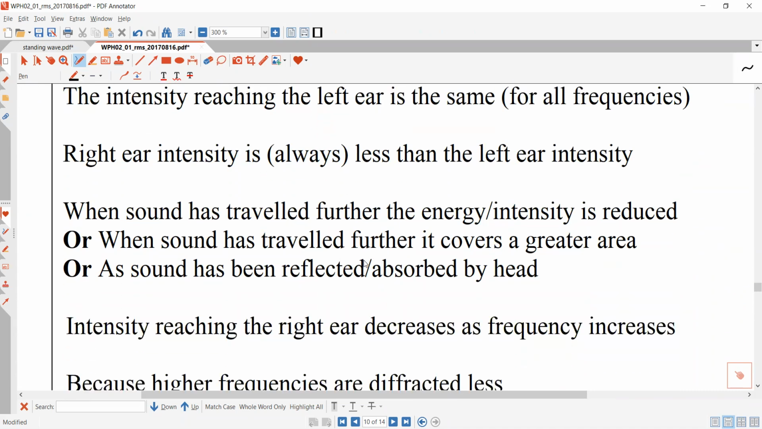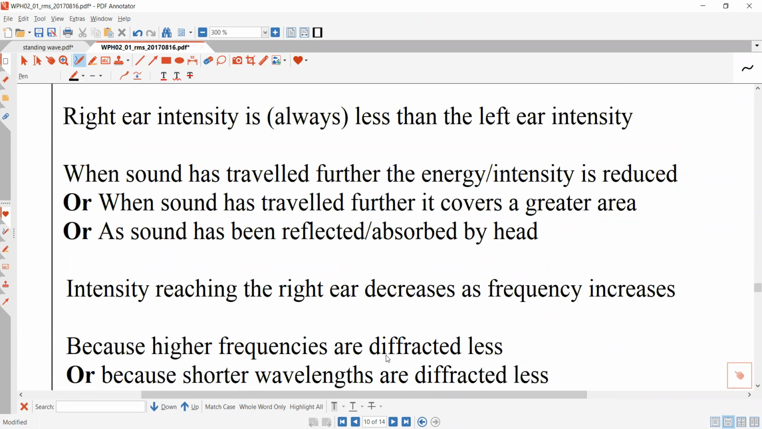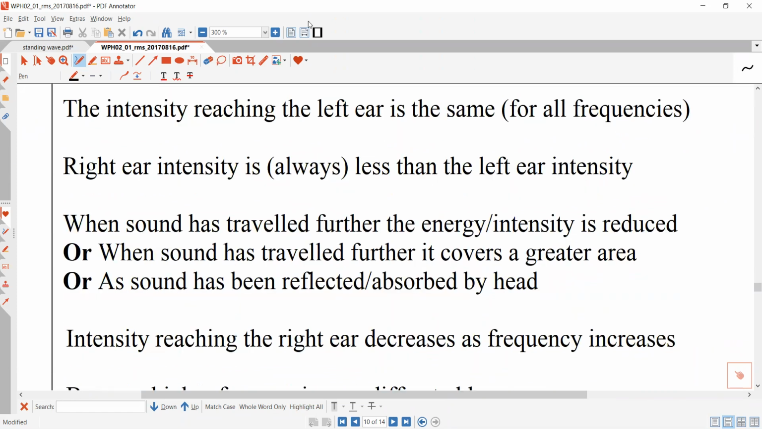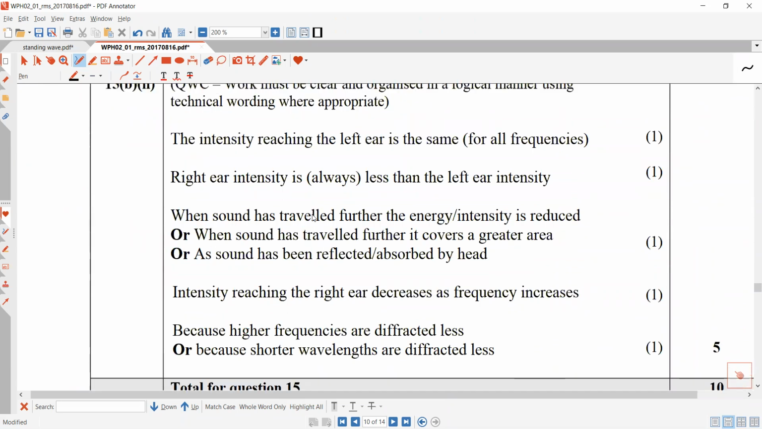Intensity reaching the right ear decreases because higher frequencies are diffracted less. We already discussed all these answers. Everyone online, did you understand? Just look at the mark scheme and look at the question they asked you. Look at this mark scheme. Just read the answer. Then I will show you the questions again. Read the answers, please.